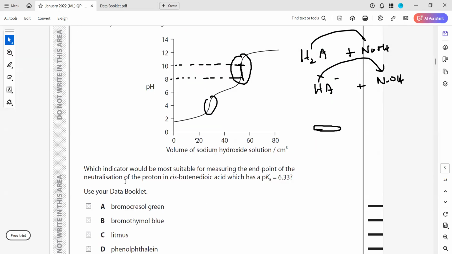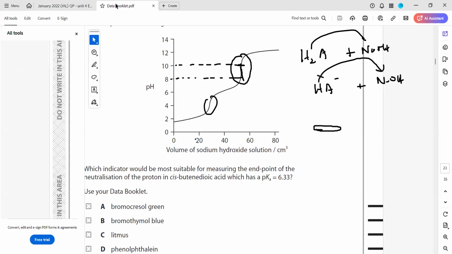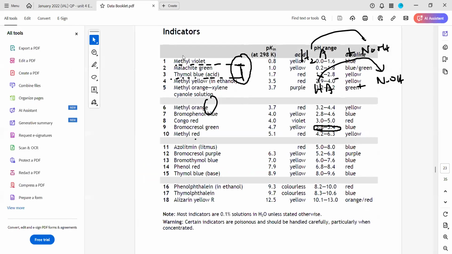Next we have bromothymol blue. It shows a color change from 6 to 7.6. So it's not in the range, because our vertical range is from 8 to 10.